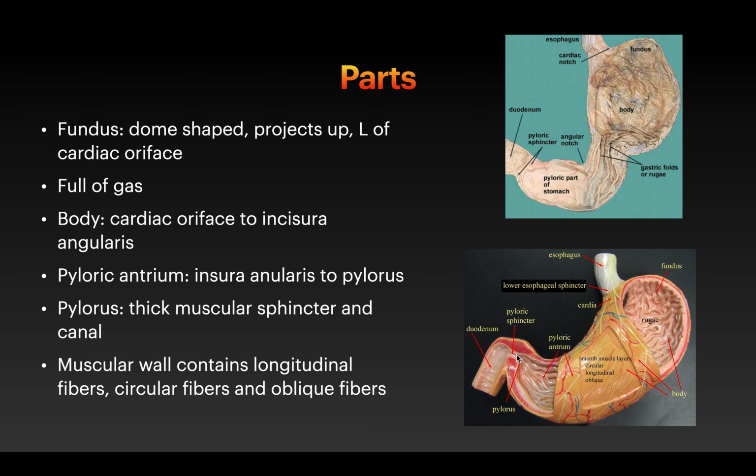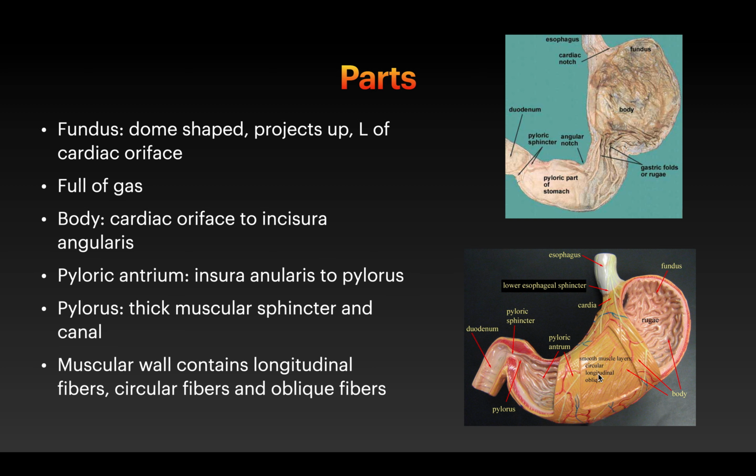And the pylorus is going to be far thicker, as you can see here. Here's the pylorus. Here's the pyloric part of the stomach. It's much thicker. It's made out of longitudinal fibers as well as circular fibers and oblique fibers. It's just more robust because this does control the entrance of food into the duodenum.